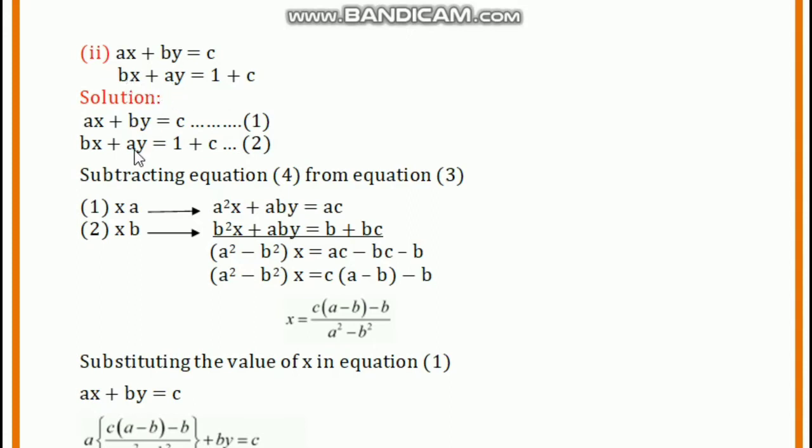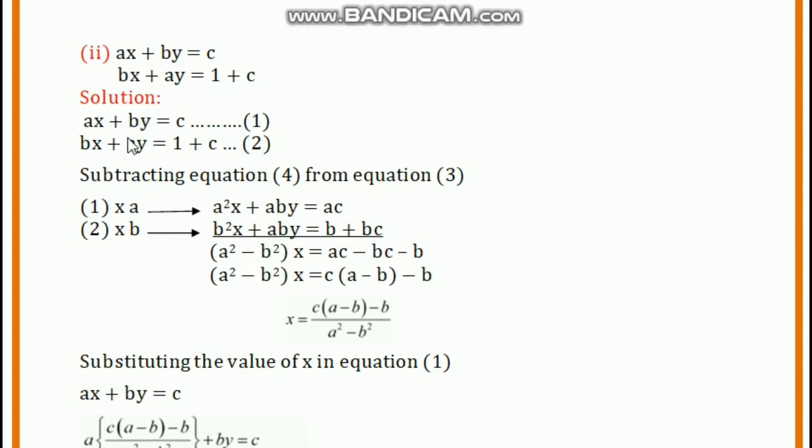Before that, we need to check whether the given equations are in the general form of linear equations or not. We know very well these two equations are in general form. So here I am going to use the elimination method to find the solution. I am going to subtract these two equations because the variables contain positive signs only. Here I am going to eliminate y.